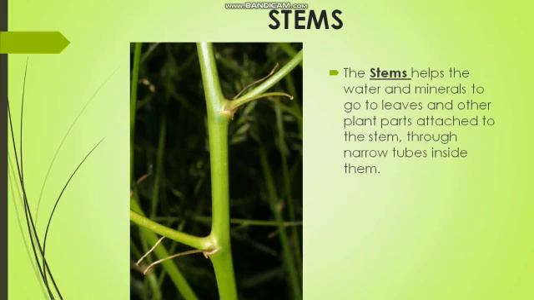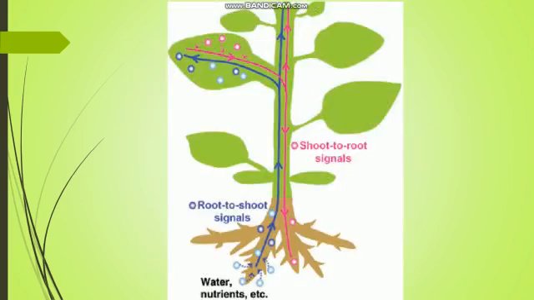We come to the parts of the plant. The first one here is stem. The stem helps the water and minerals to go to leaves and other plant parts attached to the stem through narrow tubes inside them. So the main purpose of the stem is to transport water and other minerals to all parts of the plant. As all plants contain stems, the water is transported through stems only. Here is a picture of the mechanism how the stem transports the water throughout the plant.